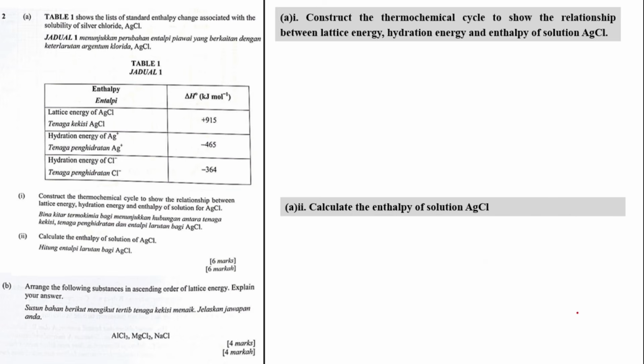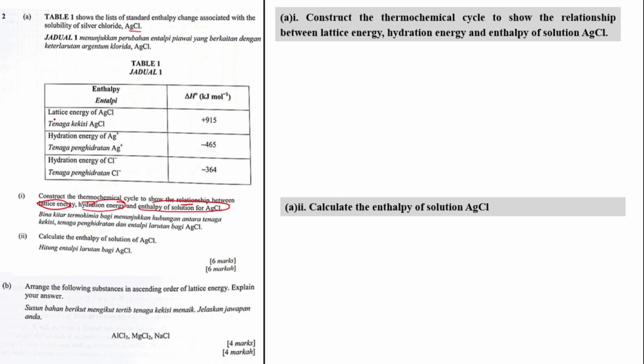Okay. Now we're going to look into question number 2. So for question 2a, Table 1 shows the list of the standard enthalpy changes associated with the solubility of silver chloride, which is AgCl. So here is the list of enthalpies with their values. For 2a, we need to construct the thermochemical cycle to show the relationship between the lattice energy, hydration energy, and the enthalpy of solution of AgCl. And we need to calculate the enthalpy of solution of the AgCl here.